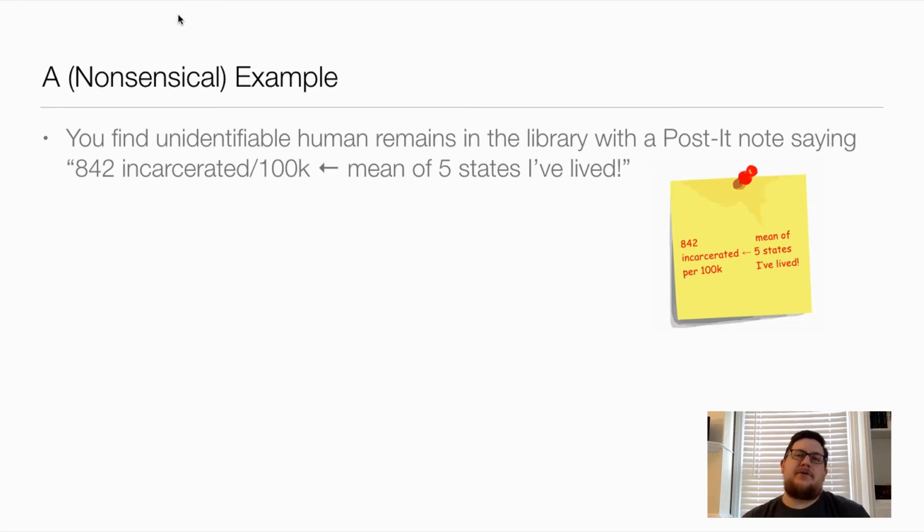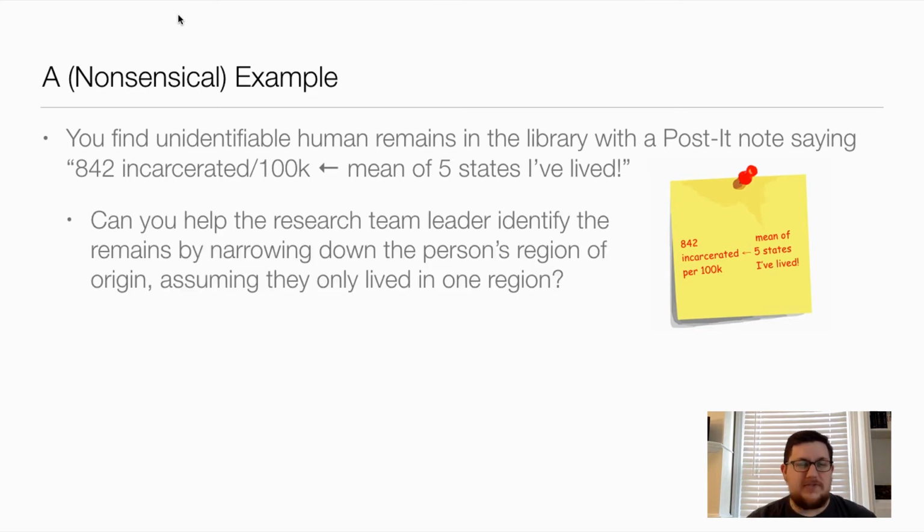So we know nothing about this dead person except for where they may have lived, right, and the incarceration rate for the 5 states they've lived. Now, using statistics, it's your job to help the research team leader identify the remains by narrowing down the person's region of origin, assuming they only lived in one region. Of course, if they lived in states from different regions, then this wouldn't work. So we have to simplify it a little bit.